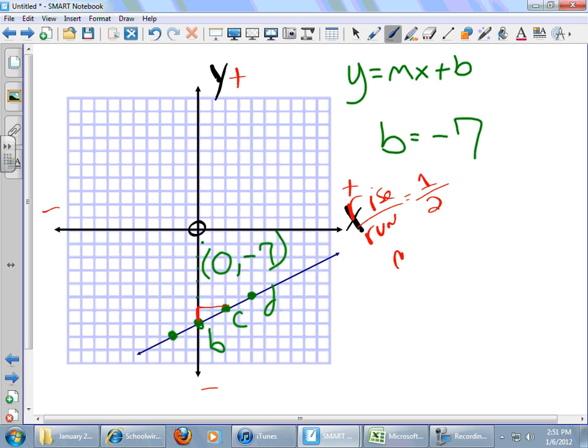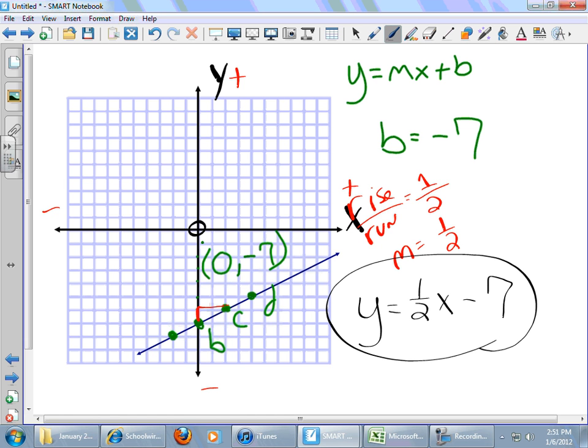So my slope is 1/2. Therefore, my equation must be y equals the slope times x minus 7. And I am done.